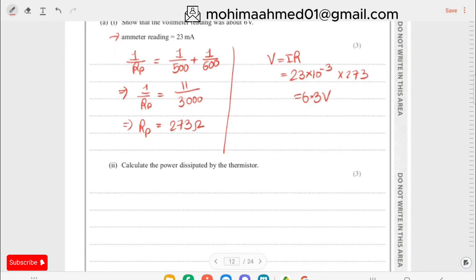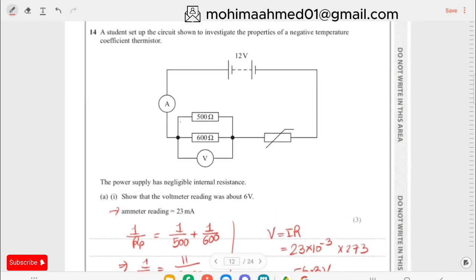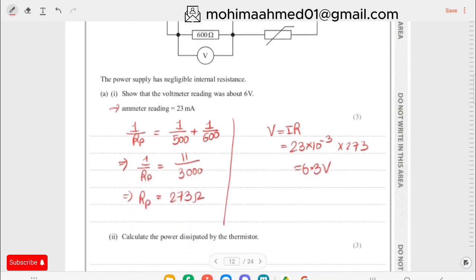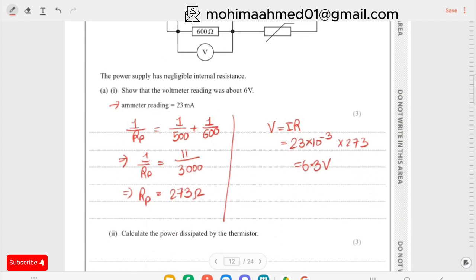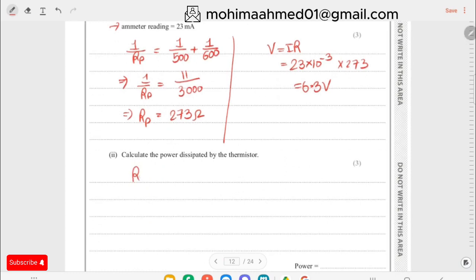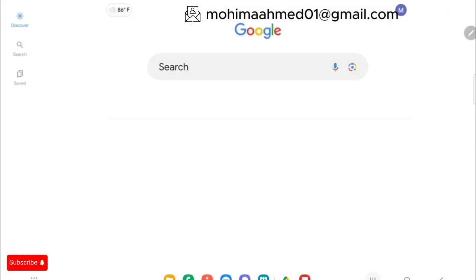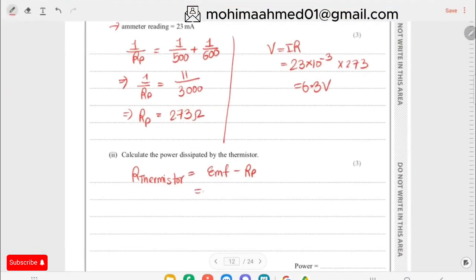Calculate the power dissipated by the thermistor. For the thermistor, we need to find either the resistance of the thermistor or the voltage. It's easier to find the voltage because the total voltage provided by this power supply was 12 volt, and out of this 12 volt, 6.3 is being used up by the parallel combination, so the leftover is available for the thermistor, right? So the voltage for the thermistor would be EMF, 12, minus 6.3, that is 5.7 volt. So this is the voltage for the thermistor.